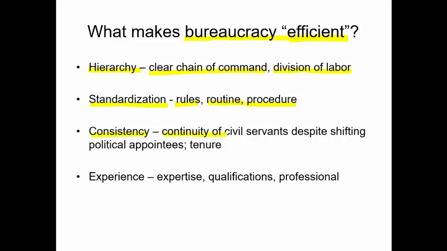But according to the civil servant system, where you're hired on the basis of your qualifications, civil servants maintain their jobs in general, despite the shifting political appointees above them, and civil servants are provided some form of tenure to give them a little bit more security in their job, which could be a little bit more routine, right?